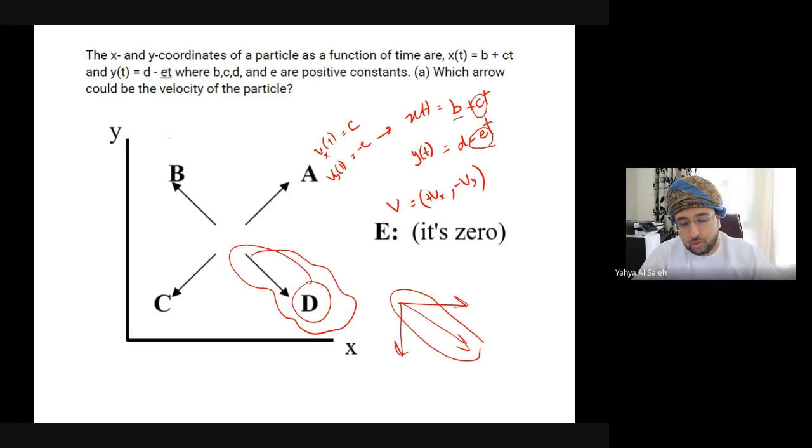Remember, the rule for d by dt of t to the power x is equal to x t to the x minus 1. Yes, exactly.